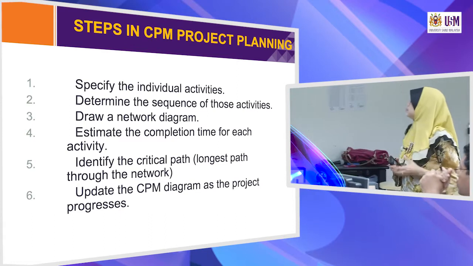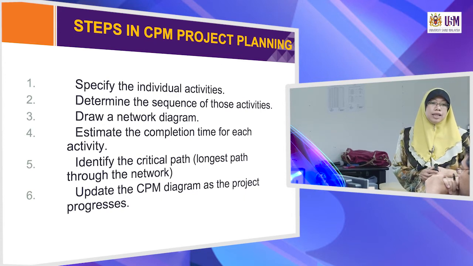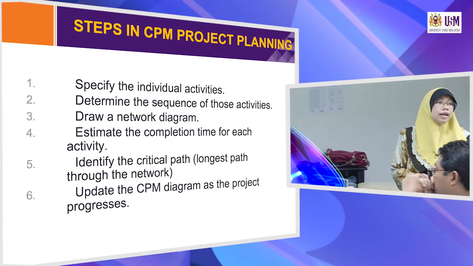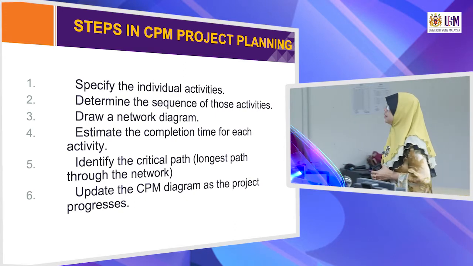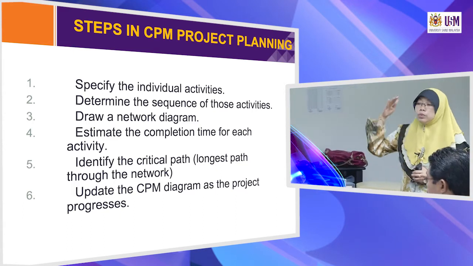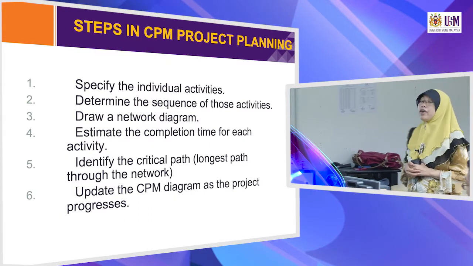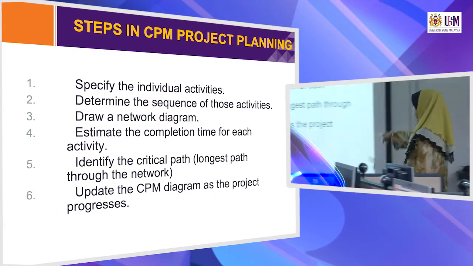Steps in CPM, project planning. First, you need to specify the individual activities. In the WBS, you already specified the individual activities. Then you need to determine the sequence of those activities. Which is important first? Promotion first. Second, what? Third, what? Fourth, what? Then draw a network diagram. Then you need to estimate the completion time for each activity. This is the important part.